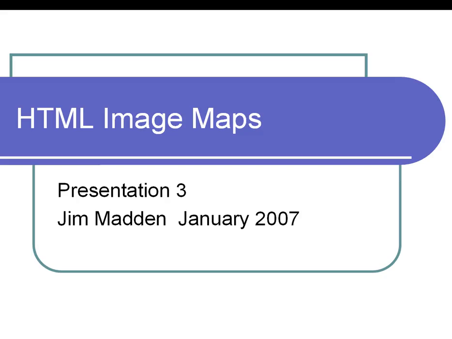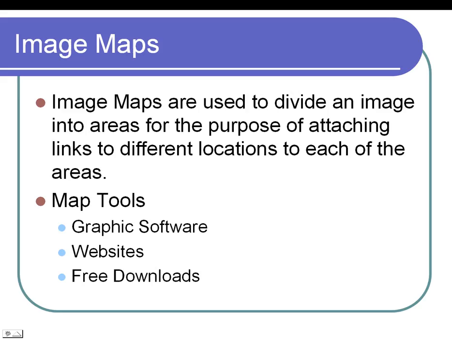HTML image maps. Image maps are important because we can divide an image up and have different parts of the image be hotspots to allow us to jump from one place to another. Image maps can be made by just simply typing in the HTML commands, but that tends to be very difficult because you have to know the exact spot on the image where you want to make your hotspots.